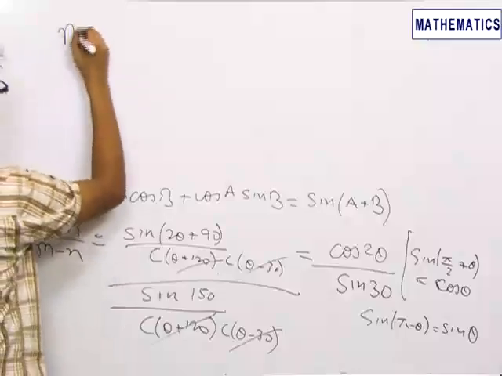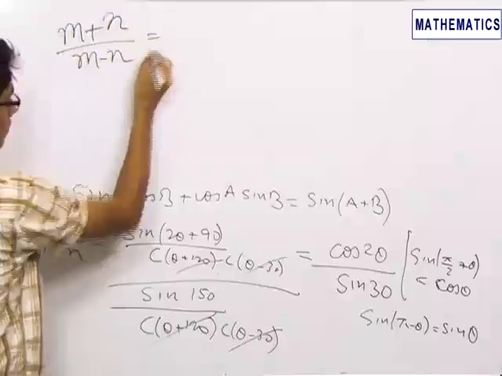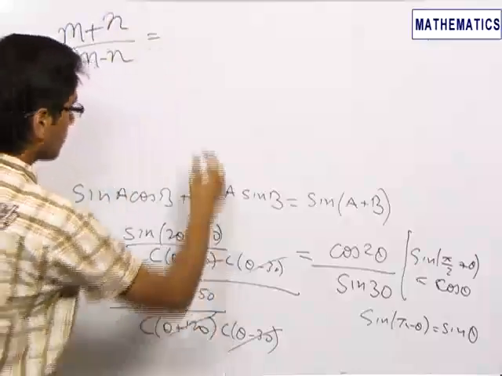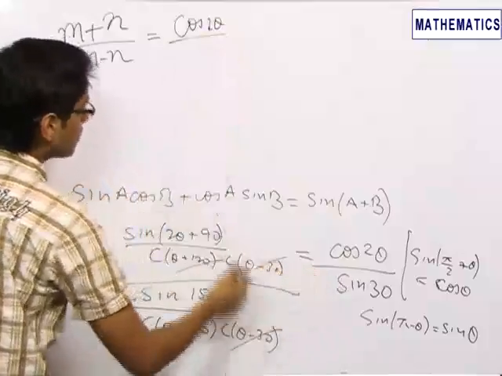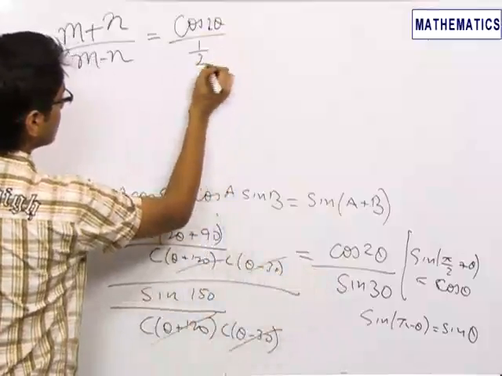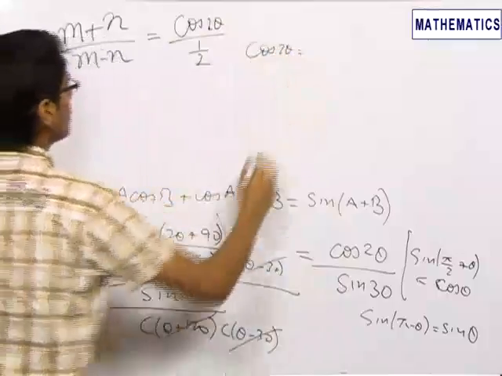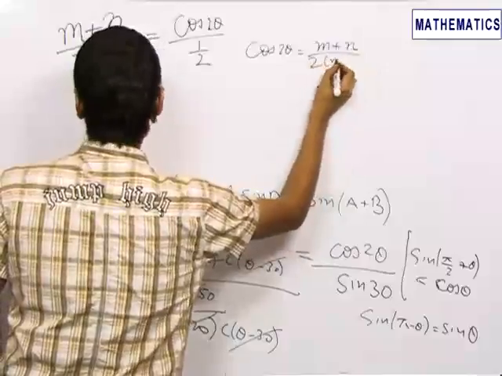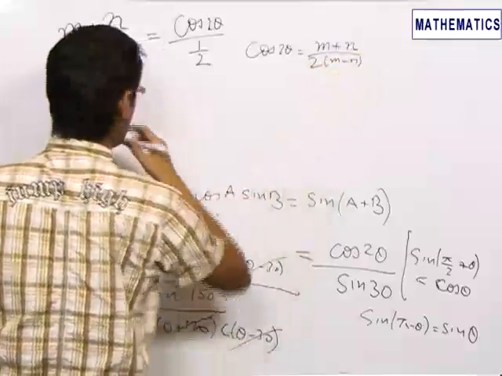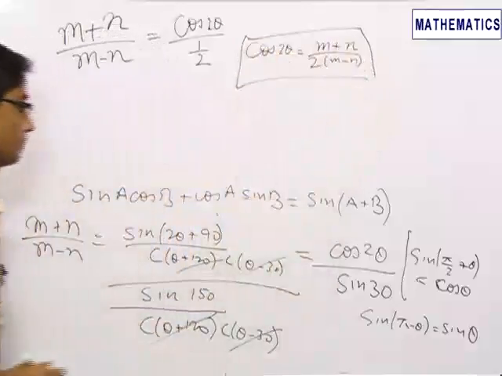So m plus n upon m minus n becomes equal to cos 2 theta upon sin 30, which is equal to cos 2 theta upon half. So the value of cos 2 theta becomes m plus n upon 2 times (m minus n), and this was the value which we wanted to find out.